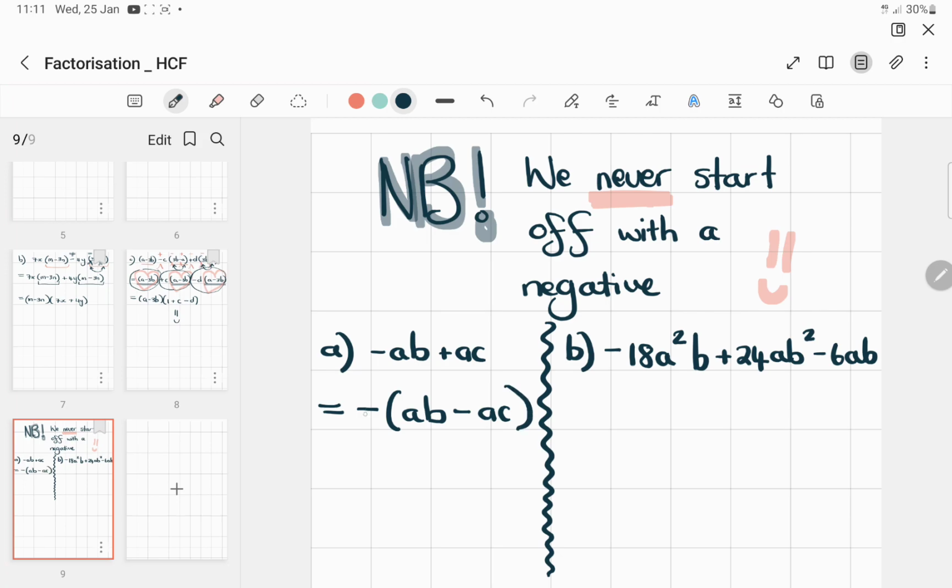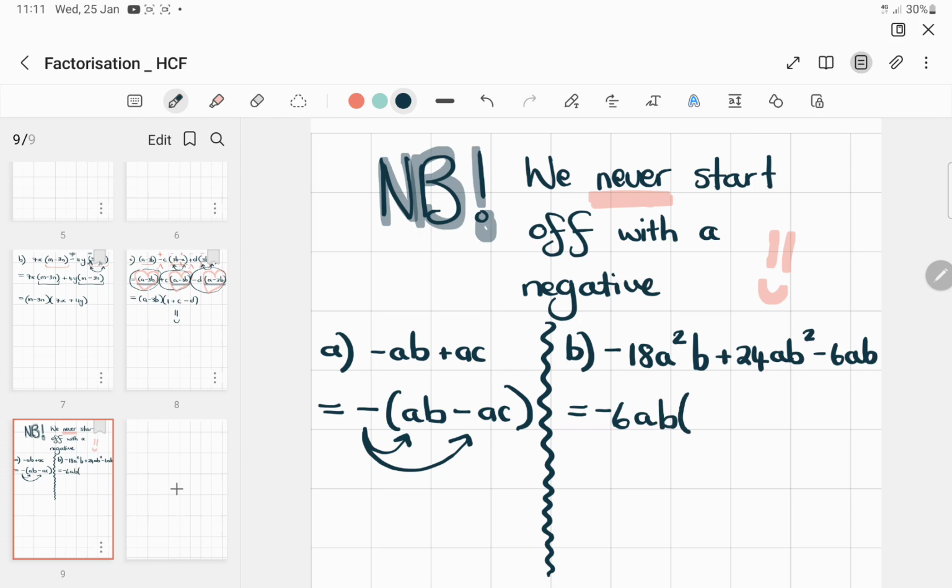And you can always test yourself, if you had to distribute it back, does it give you that original expression that was given? Negative AB plus AC. Same over here. If I take out a negative, there's a common 6 that I can also take out. I've got 1A, so I can only take out 1A. There's a B squared and a B, but I take the one with the lowest exponent.